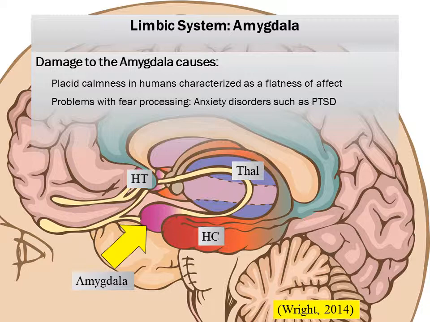Damaging the amygdala can cause placid calmness in humans, characterized as a flatness of affect, problems with fear processing associated with anxiety disorders such as PTSD.